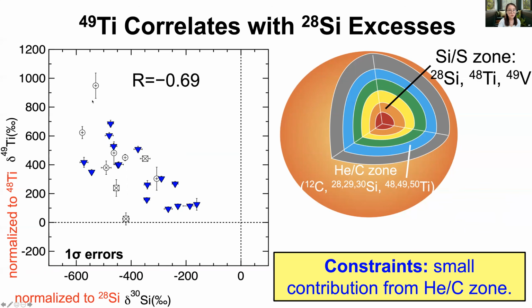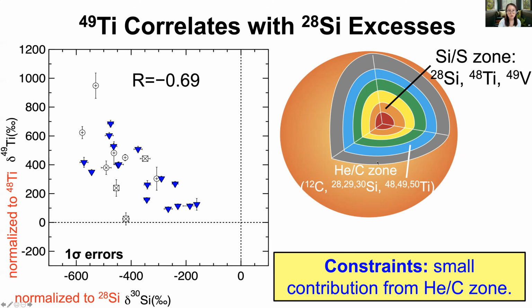Also, interestingly, we see a negative correlation in this plot. And this correlation links titanium-49 to the denominator silicon isotope, silicon-28. What it means is that the silicon sulfur zone must be the dominant contributor to the titanium-49 excesses in X grains. So we see a positive correlation between titanium-49 and silicon-28. Based on this correlation, it's clear that we can use this chronometer to date X grain formation.